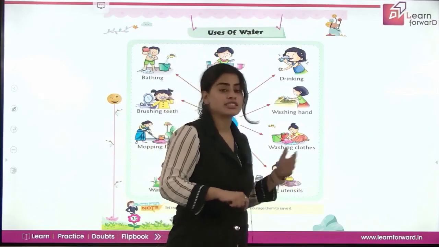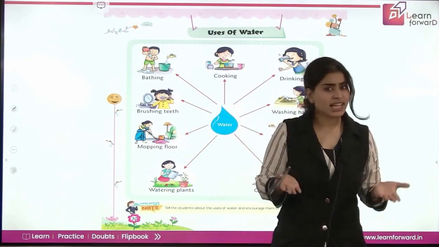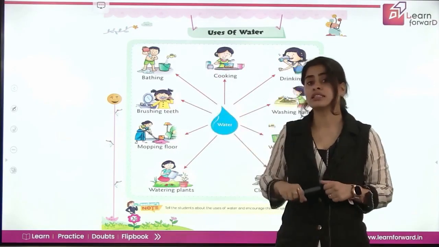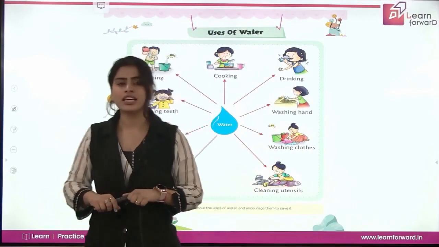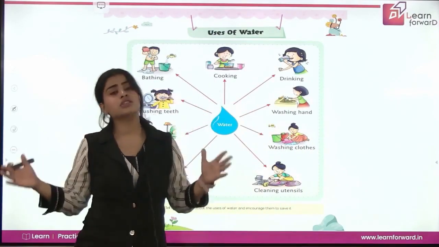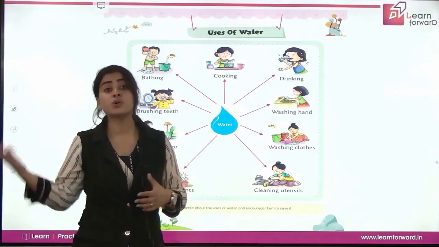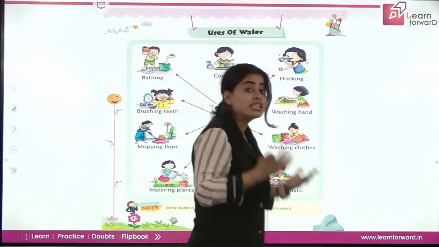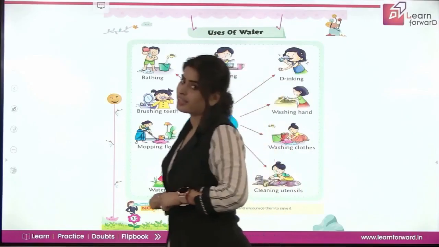And the last one is cleaning utensils and dishes. When you eat, the plate gets dirty, and then we have to wash the plates. And for washing plates, we need water. So like this, there are various utensils: a bowl, spoon, plate, glass, a cooker, a pan. All these things we clean after cooking, and we need water for that.